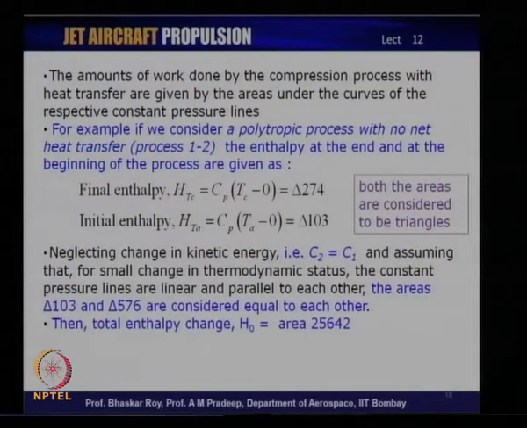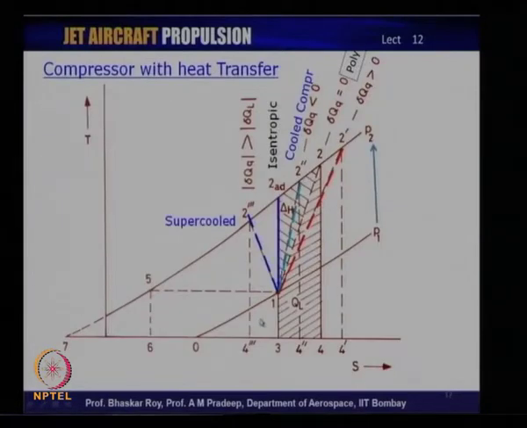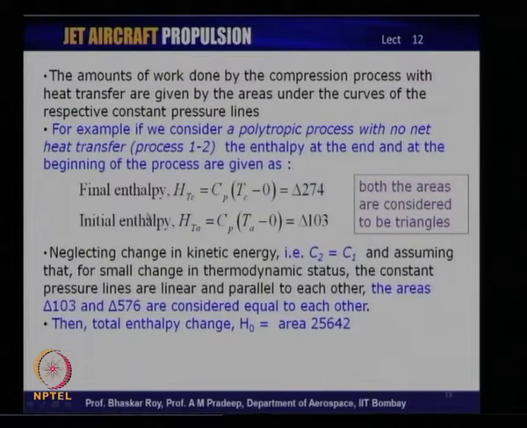We can summarize all this by simply saying that, as we have said, those diagrams are linear diagrams, and hence the final enthalpy can be written down in terms of the triangle 2, 7, 4, which is shown here in terms of 2, 7 and 4, and that is the triangle. We are approximating it as a triangle, and that is the final enthalpy.